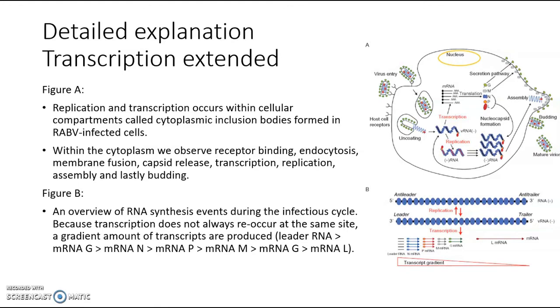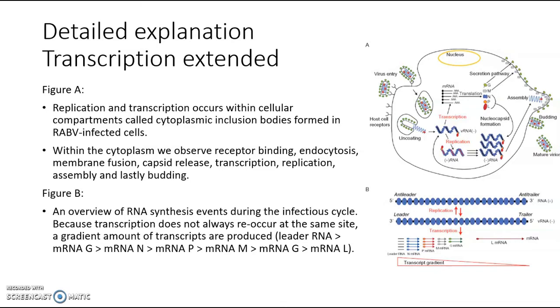Rabies virus replicates in the cytoplasm of the host cell. Several phases can be observed: receptor binding, endocytosis, followed by membrane fusion and nucleocapsid release. Then transcription, replication, and finally virus assembly and progeny virion budding. Within the cytoplasm, the virus will form inclusion bodies, known as Negri bodies, where both transcription and replication will occur.